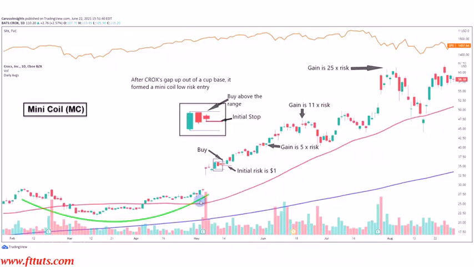So the fact that we broke away from a base, and very soon after, we had a thrust day with 2 days within that range, setting up a perfect mini coil. We broke out above that bar with an initial $1 risk, and it came in a little bit after that, but never took out this low here of the day before the breakout. And we very quickly advanced to 5 times our risk. Eventually we hit 11 and 25 times our risk not long after that. And it would all set up with this great mini coil after a breakout from a cup base.